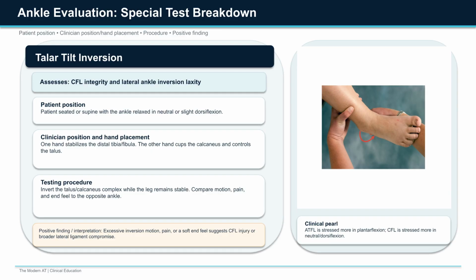Stabilize the distal tibia and fibula with one hand and cup the calcaneus with the other. Invert the talocalcaneus complex while preventing leg motion. Compare pain, motion, and end feel to the opposite side. Excessive inversion or a soft endpoint suggests CFL injury or broader lateral ligament compromise. Remember, ATFL is stressed more in plantar flexion, CFL is stressed more in neutral.